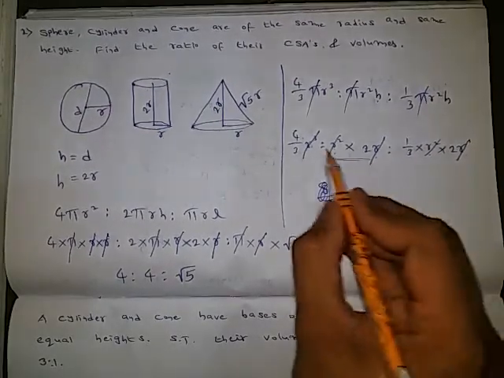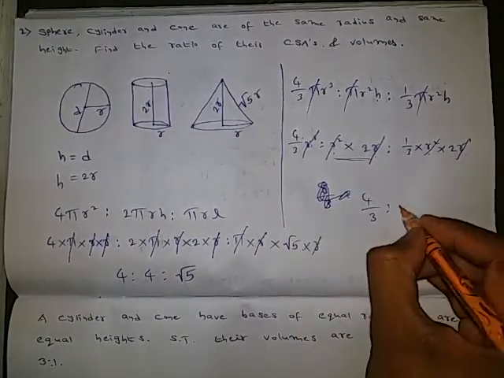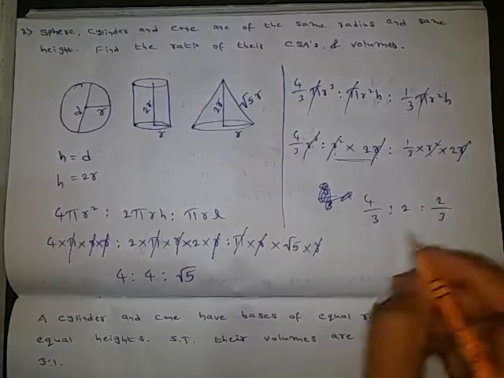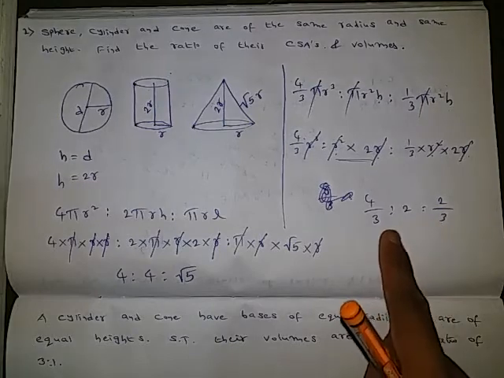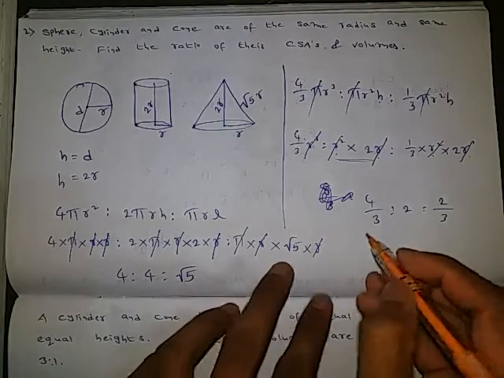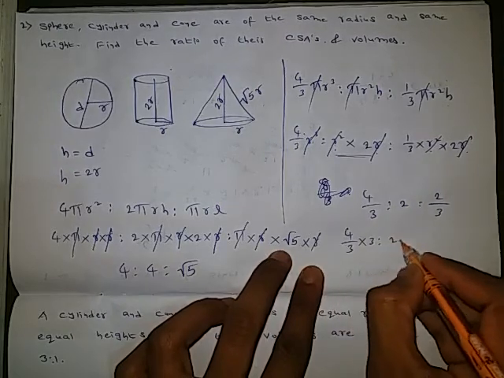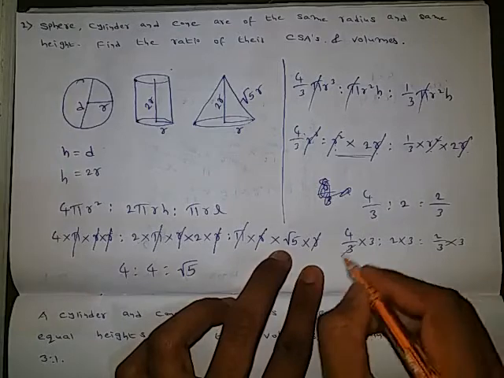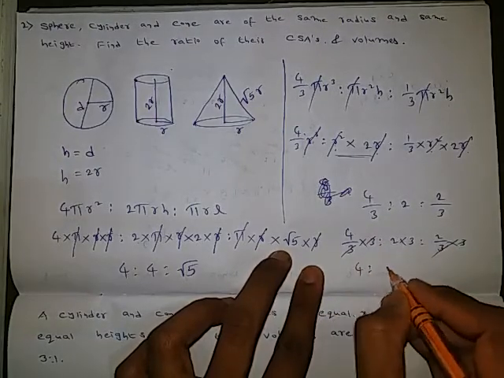this is the second term, right? Okay, this is 4 by 3 is to, this is 2 is to, this is 2 by 3. Now I don't want any denominator, so I will multiply every term by 3 again. So that will become 4 by 3 into 3 is to 2 into 3 is to 2 by 3 into 3. So here 3 cancels, here 3 cancels, so we remain with 4 is to 2 into 3, 6 is to 2.